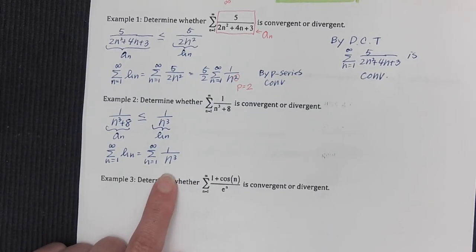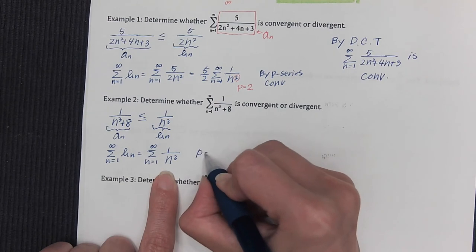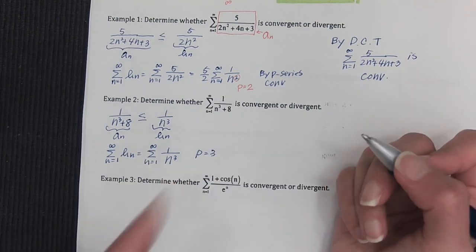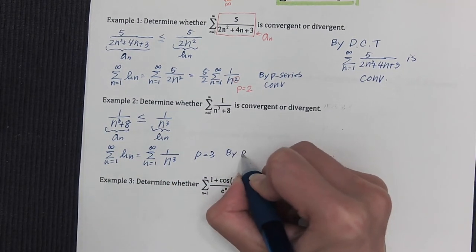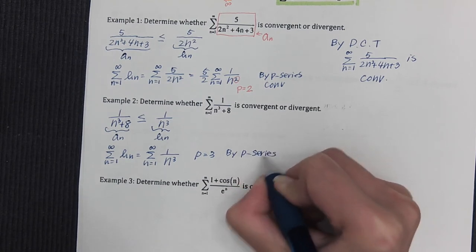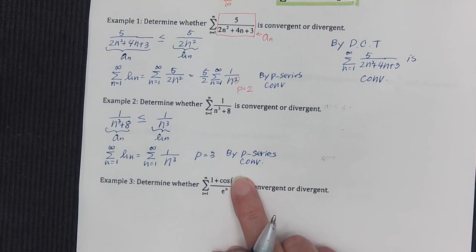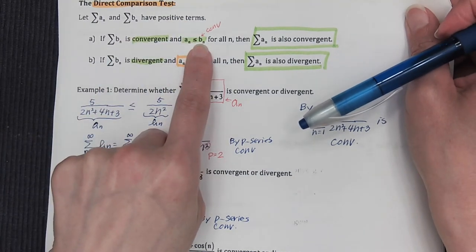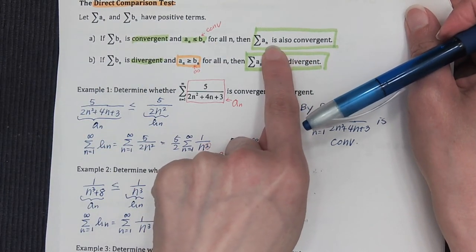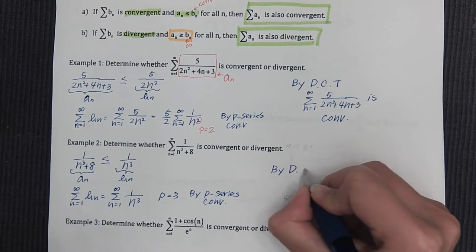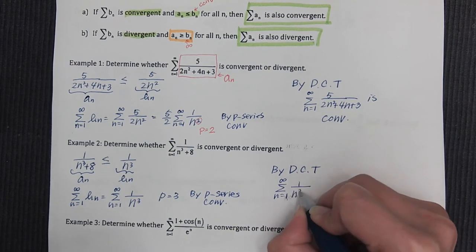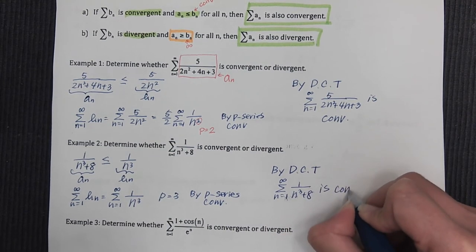Okay, what does my P say? P equals 3. So if P equals 3, what does the P series say? It's convergent. The P series says convergent. So b of n is convergent, right? So what's the final answer? The original series is convergent. By the direct comparison test, the summation n equals 1 to infinity of 1 over n cubed plus 8 is convergent.